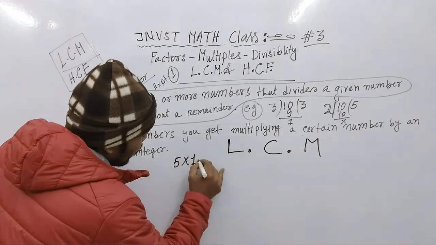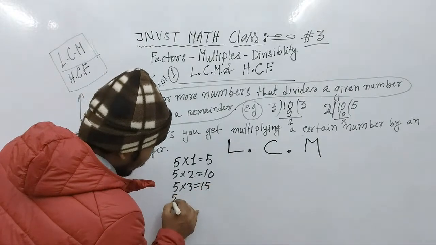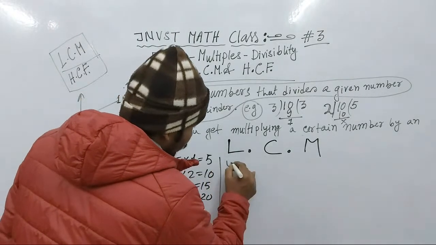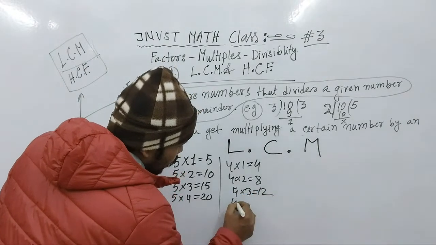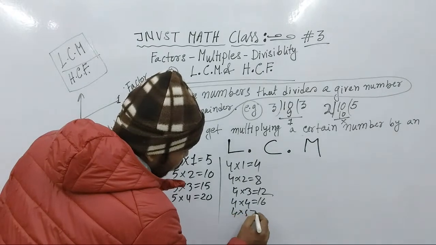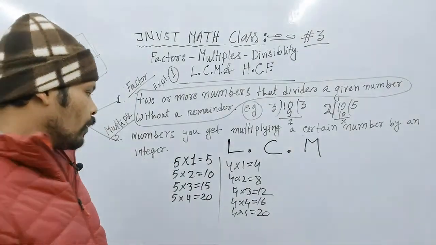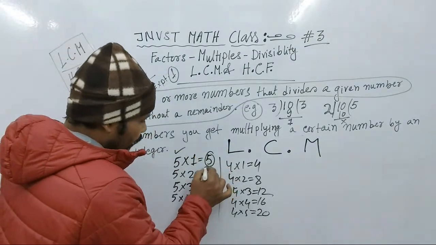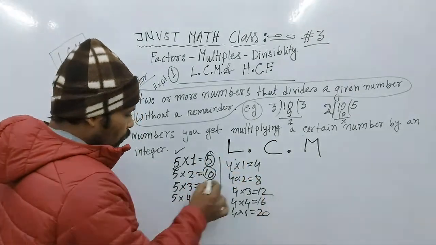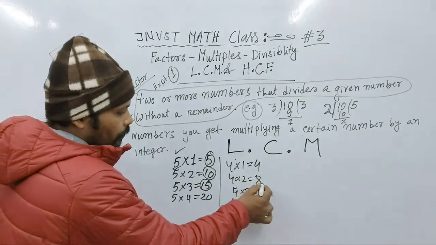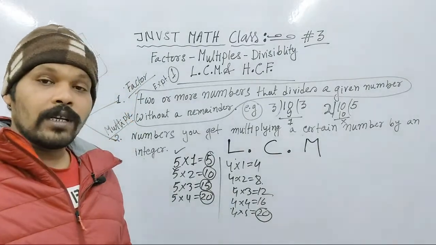5 into 1 equal to 5, 5 into 2 equal to 10, 5 into 3 equal to 15, 5 into 4 equal to 20. Another number: 4 into 1 equal to 4, 4 into 2 equal to 8, 4 into 3 equal to 12, 4 into 4 equal to 16, 4 into 5 equal to 20. So, more and more. Now, 5 is a multiple of 5, 10 is a multiple of 5, but 5 is not a multiple of 4, 10 is not a multiple of 4, 15 is a multiple of 5, but 15 is not a multiple of 4, 20 is a multiple of 5, 20 is a multiple of 4, that means 20 is the common multiple.